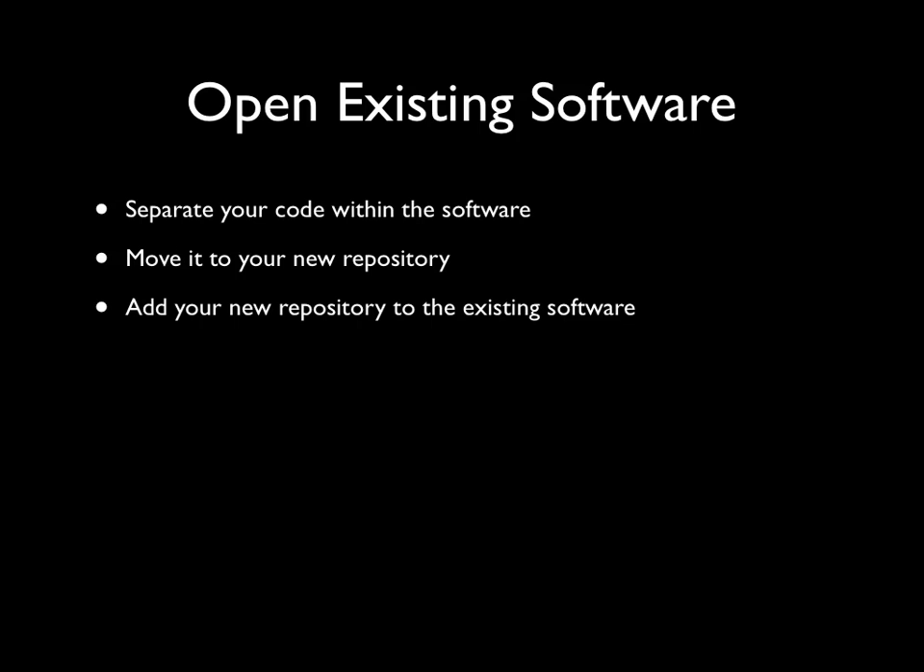If you have an existing component that you want to open source as well, pretty much the same sort of thing. You just want to make all of your code as independent as possible. Remove it from your project, put it into your new repository, and then put your new repository back into your code, back into your project, and then work from there.